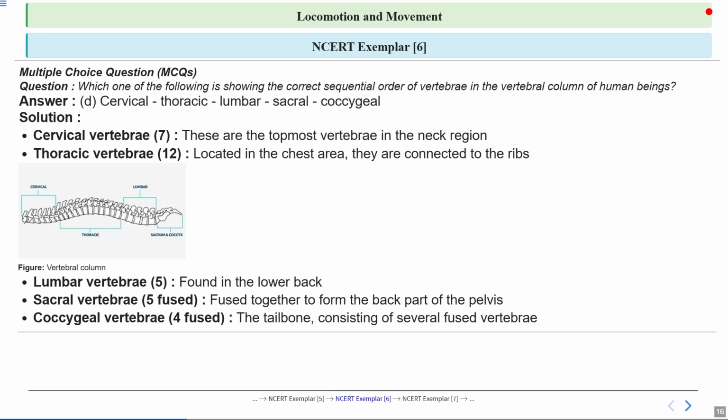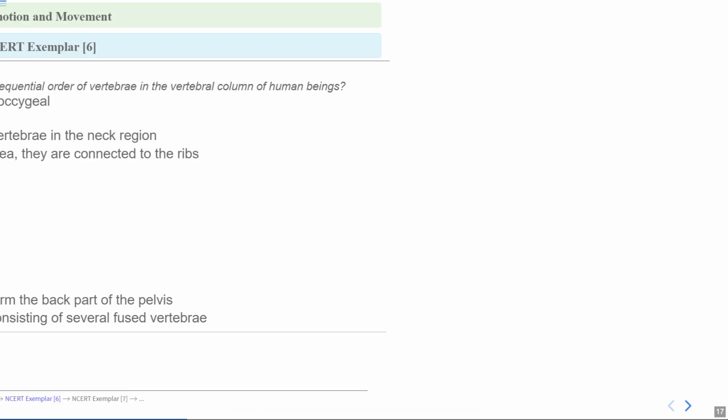Talking about coccygeal vertebrae, these are 4 small bones at the very end of the spine that have fused together to form the tailbone, which is also called the coccyx. This structure is the remnant of the tail that our early human ancestors had, and it is now a small triangular bone at the base of the spine. So you can see in humans it is not used for movement, but may have some supportive or muscular attachments.